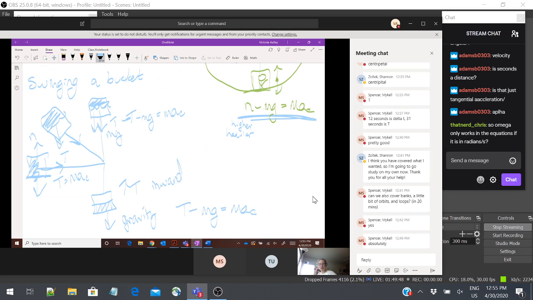If you've ever swung something on a string, you realize you don't actually have to pull that hard at the top. It just kind of does it on its own. What's happening is your V is root RG, tension is 0. That's your critical speed. That's when it'll keep going, even if you are not pulling on the string. If you go faster than that, you do have to pull on the string or it'll fly away.